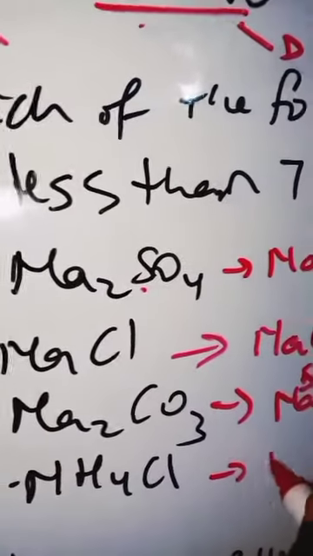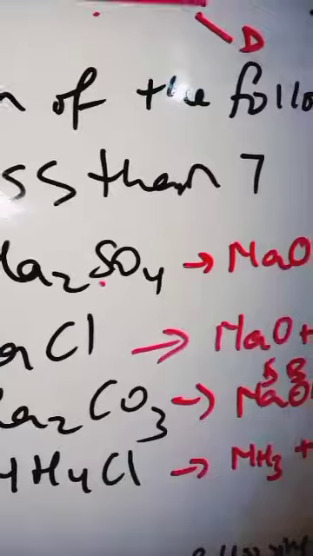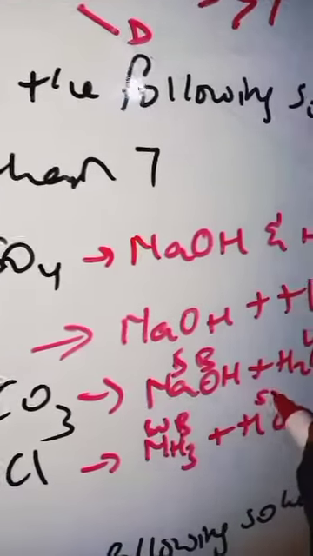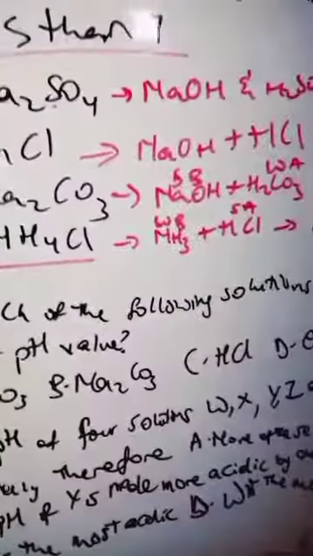But for this you have NH4Cl. So this is aqueous ammonia and HCl. So this is a weak base and this is a strong acid. So this is an acidic solution. So they said pH less than 7. That's option D.